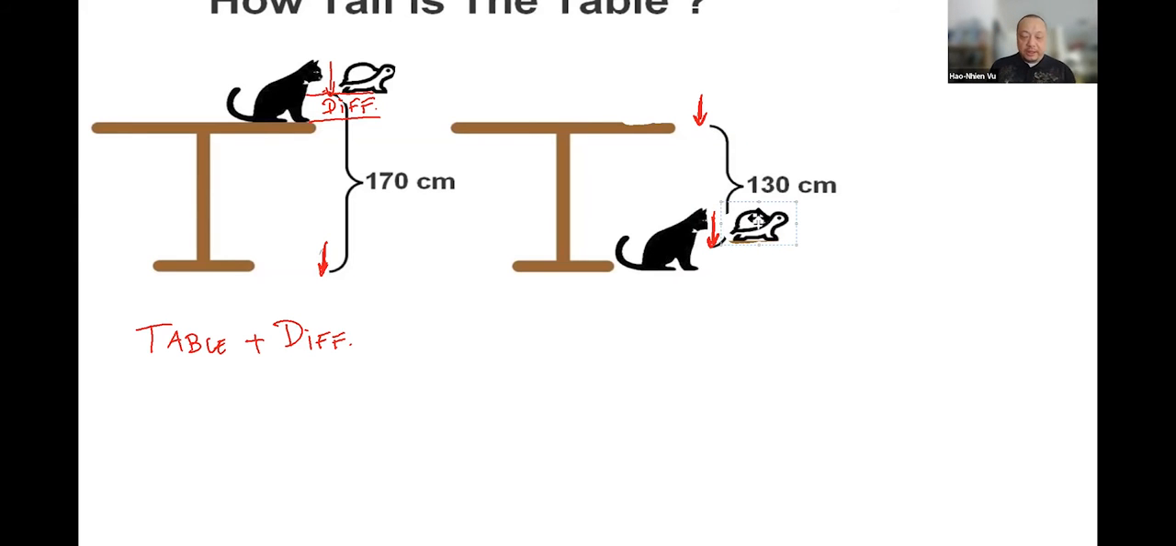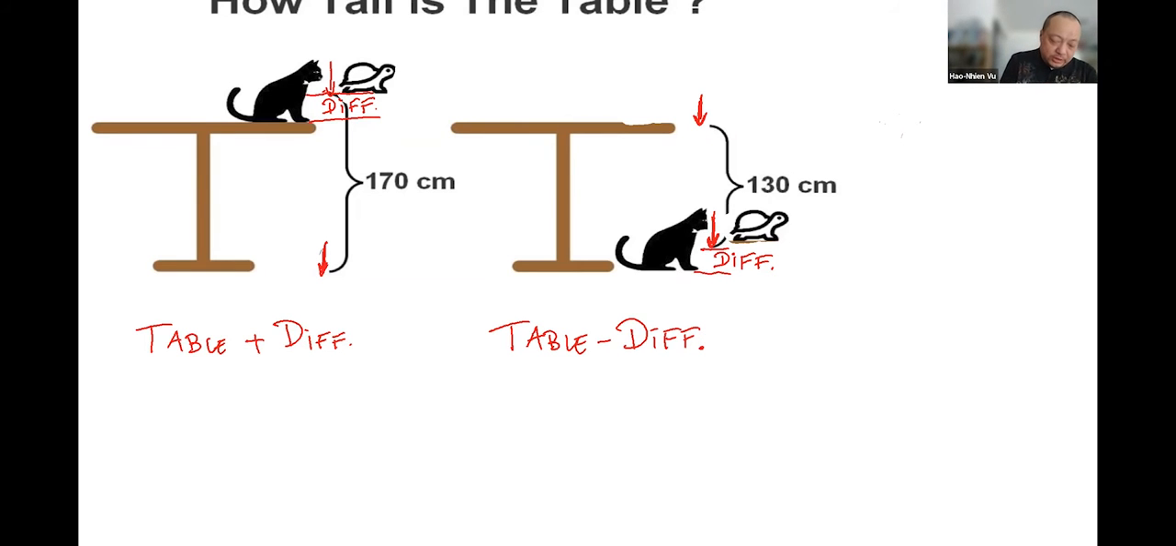Same picture as on the left, just on the floor. This distance here is the same difference as before. So I'm short of the whole table by that little difference. So the bracket on this side is the table minus the difference. So far, so good.